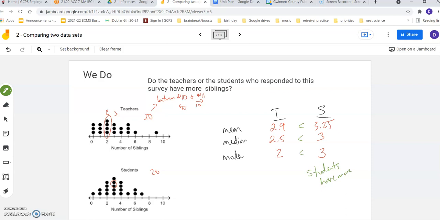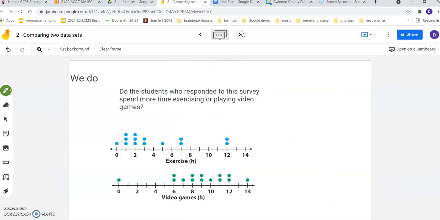Okay. I'm going to allow you to copy this next one down or not. If you want to pause and finish this one, please do. I do want you to have a reminder, whether or not you write it, that sometimes it's fairly obvious and you don't need to do the statistics. So for instance, do students who responded to this survey spend more time exercising or more time playing video games? You'll notice basically here, if we did the work, almost everybody is 6 or more here. And all the respondents are as high as these top 4 in this other category.